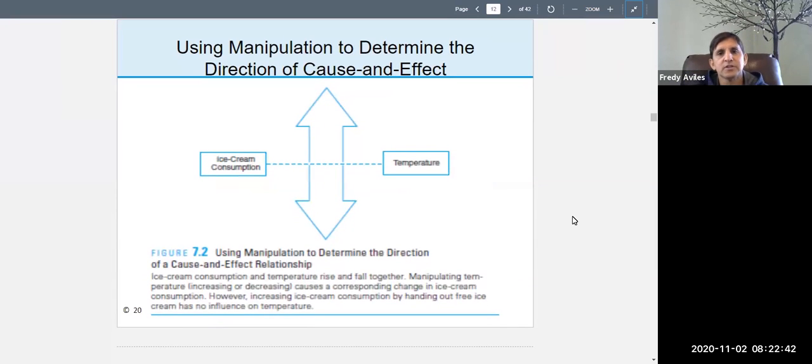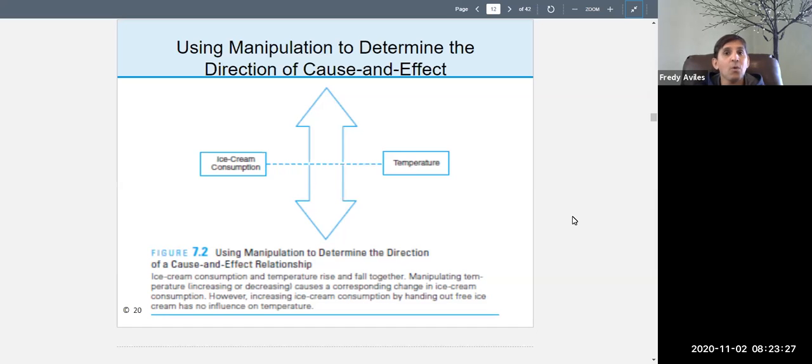So you can use manipulation to determine the direction of cause and effect, like I just said. Here's an example, and I think we mentioned it before when we talked about correlations. There's a relationship between ice cream consumption and temperature. Believe it or not, there's a relationship there. Figure 7.2: ice cream consumption and temperature rise and fall together. As ice cream consumption goes up, temperature goes up, or as temperature goes up, ice cream consumption goes up, whichever way you want to put it. But they go up together and they fall together. When it gets hotter, ice cream consumption goes up. When it gets colder, ice cream consumption goes down.